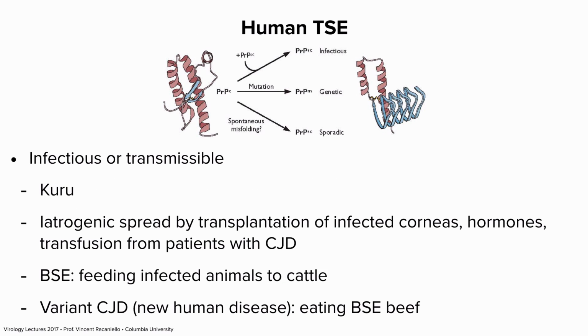So let's talk a little bit about human TSEs. They occur in all forms. They can be infectious or transmissible. There's one example we'll talk about in a minute called Kuru. There's also spread by infected corneas and hormones. People used to prepare hormones from blood. We don't do that anymore. Of course, we can make recombinant hormones, but if the hormone is from a person with a TSE, you're going to give the recipient a TSE. The same goes for transfusions and so forth.